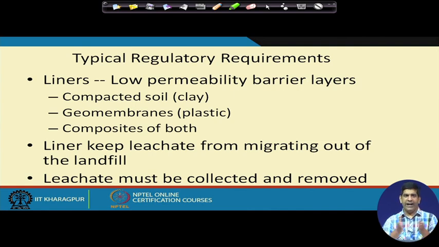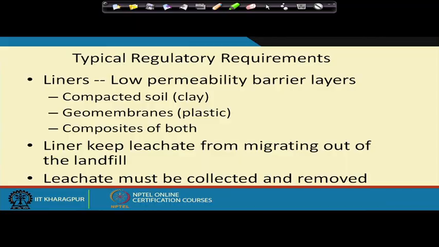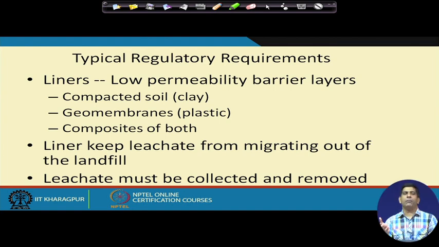Then you need to have liners, because if you are keeping leachate in the landfill, you need to remove the leachate. The liner keeps the leachate from migrating out of the landfill. Leachate must be collected. For the liner, we have a low permeability layer. The liner basically does not let the water pass through. You can have compacted soil, which is a clay, a geomembrane, which is a plastic, or a composite of both. Many times you see especially a composite of both. The liner keeps the leachate from migrating out of the landfill, so it basically becomes an impervious layer.